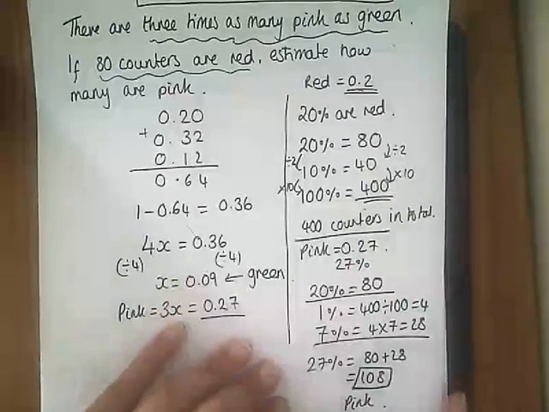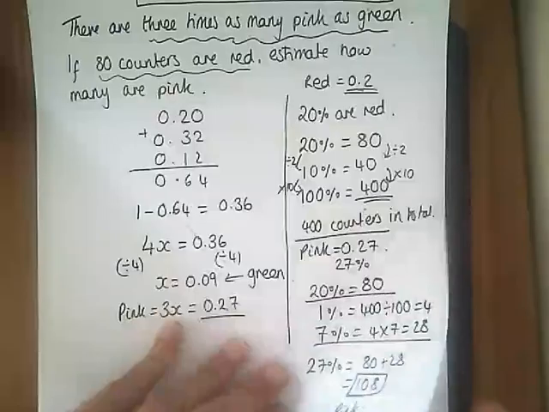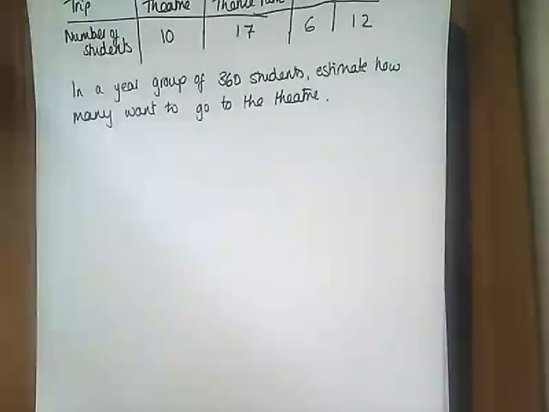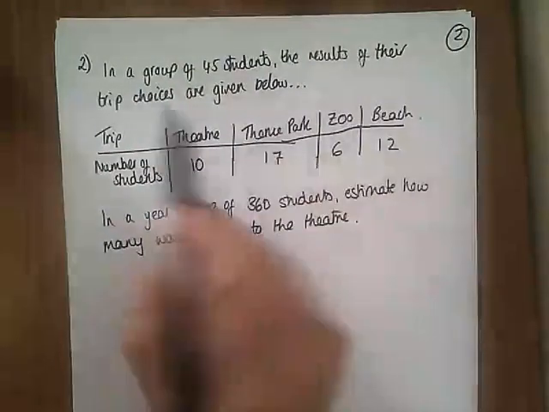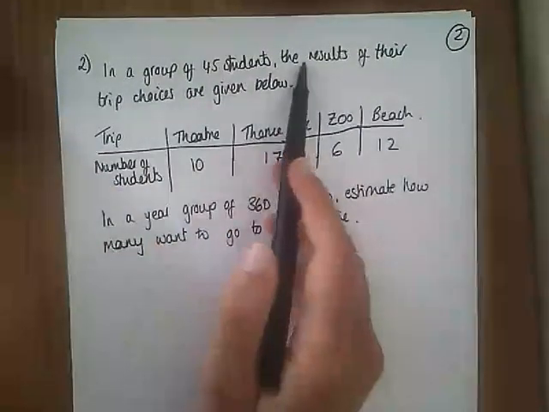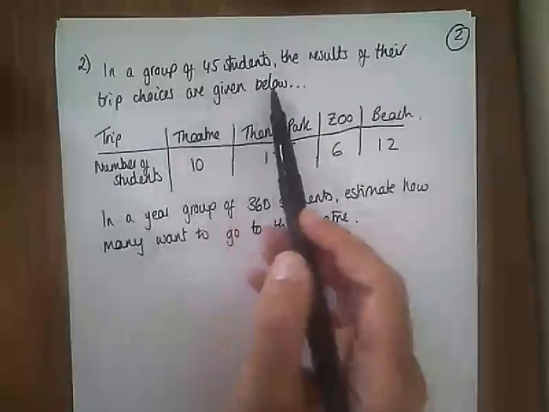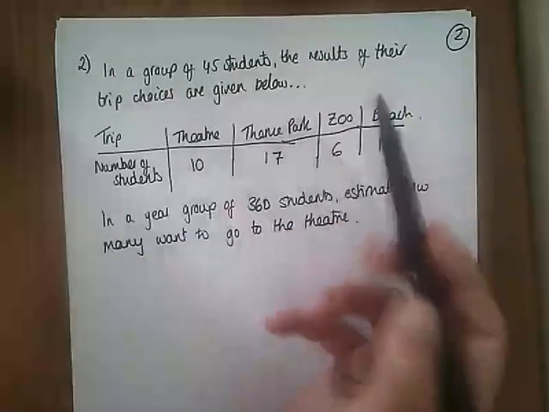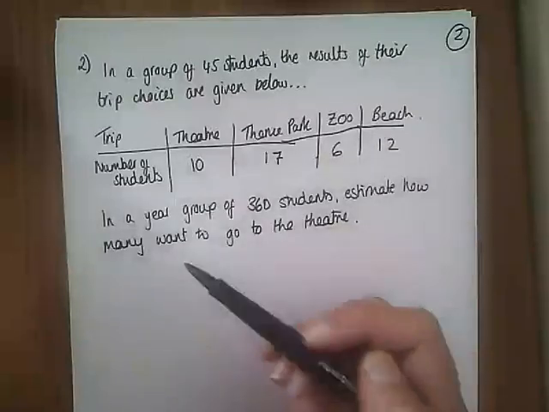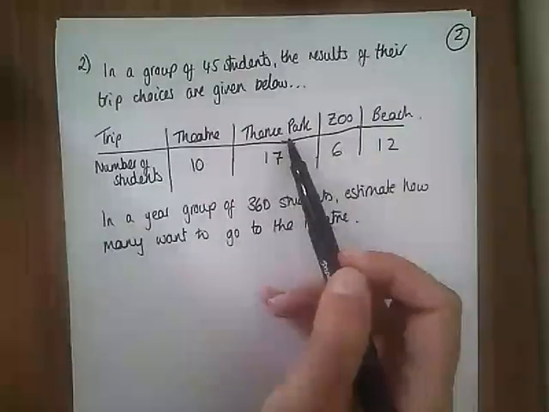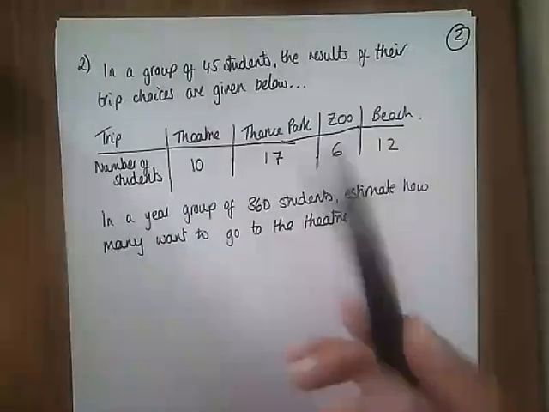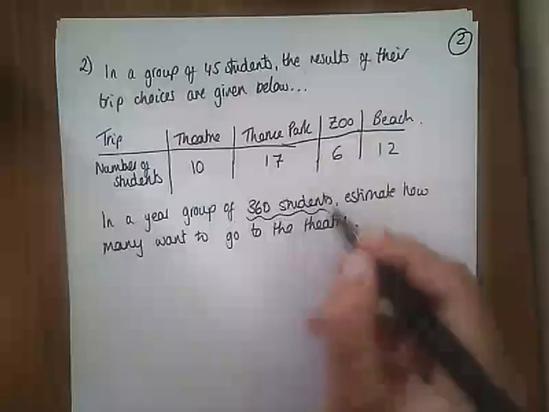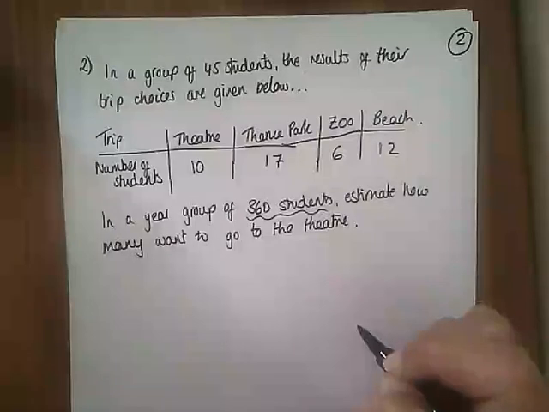Okay, our second example is going to be on one a bit like this. Okay, it says in a group of 45 students, the results of their trip choices are given below. So 45 students were asked where they would like to go on a trip, and these are the results. So 10 want to go to the theatre, 17 want to go to the theme park, 6 to the zoo, and 12 to the beach. In a year group of 360 students, estimate how many want to go to the theatre.